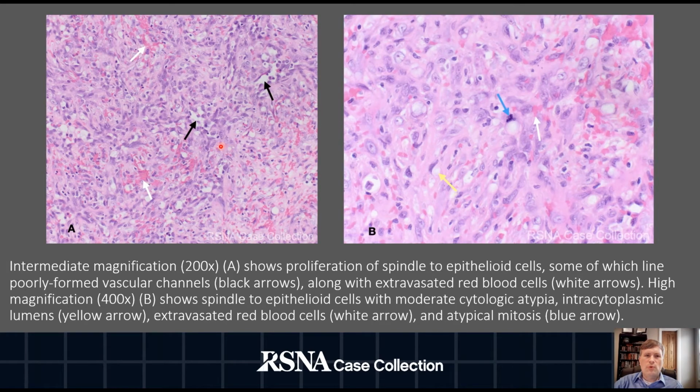Incisional biopsy was performed. The intermediate magnification image on the left demonstrates a proliferation of spindle to epithelioid cells. There are poorly formed vascular channels and extravasated red blood cells. The higher magnification image on the right demonstrates cytologic atypia with atypical mitoses and intracytoplasmic lumens, as well as extravasated red blood cells.